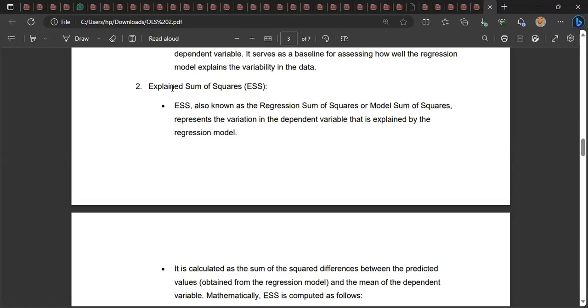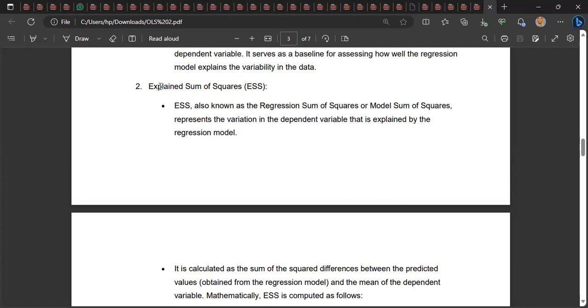independent variable. Remember, the independent variable can explain your y changing, and that change would be expected within x, right? So those changes that can be explained are therefore put up under your ESS.